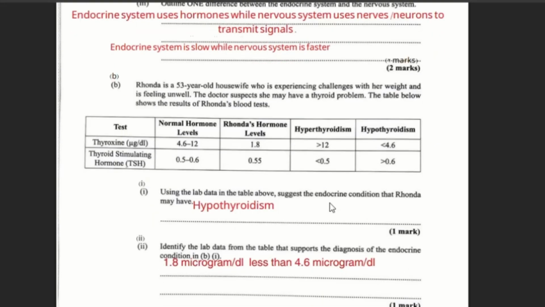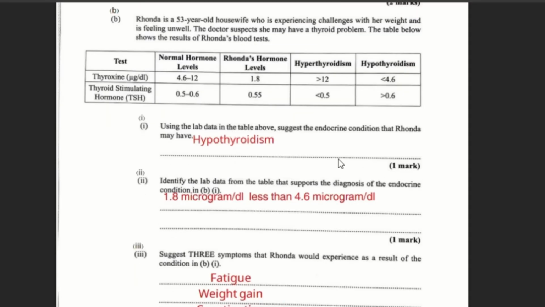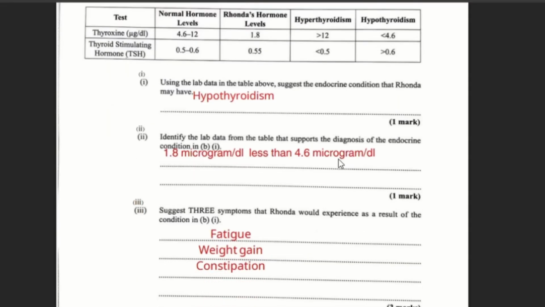So, anyways, next question. Rhonda is a 53-year-old wife who is experiencing challenges with her weight and is feeling unwell. The doctor suspects she might have a thyroid problem. The table shows the results of Rhonda's blood tests. Based on the table, suggest the endocrine condition that Rhonda may have.